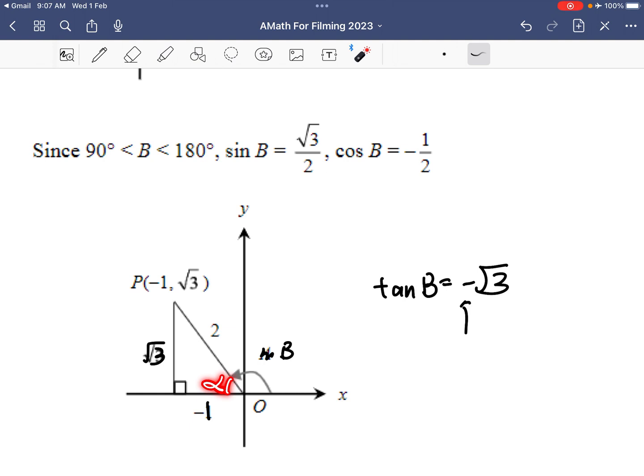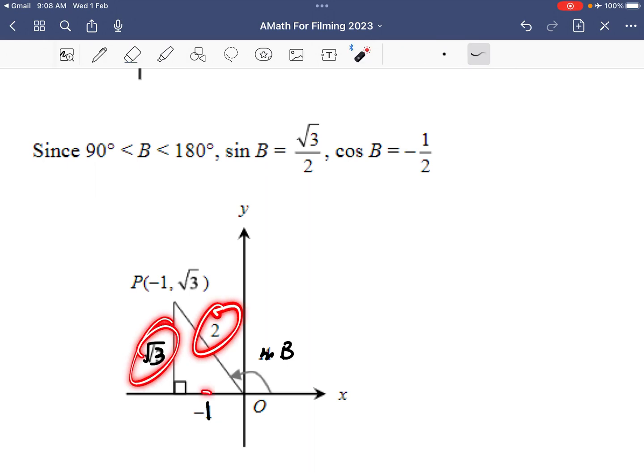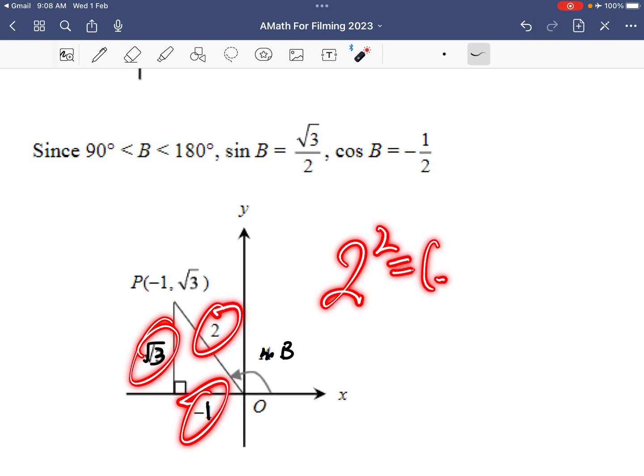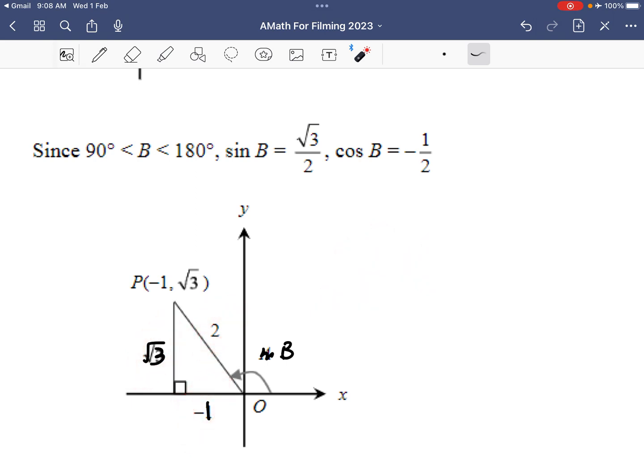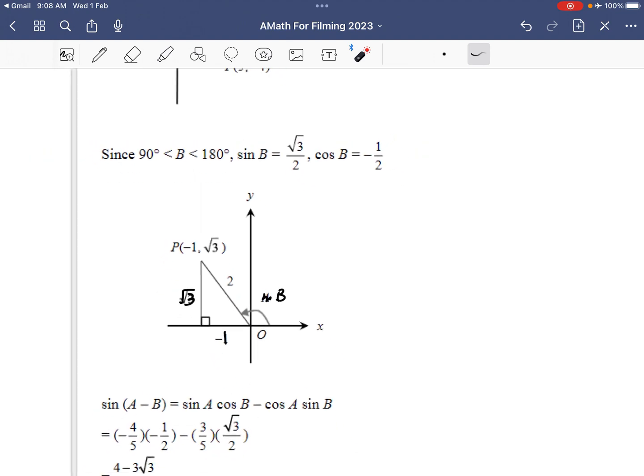So that when I read the triangle, tangent B is opposite over adjacent, so it's negative of √3. Once again, what I will do is apply Pythagoras theorem. C square equals A square plus B square. So 2 square equals, so A square plus B square, you square root, you will get this answer here as 2.